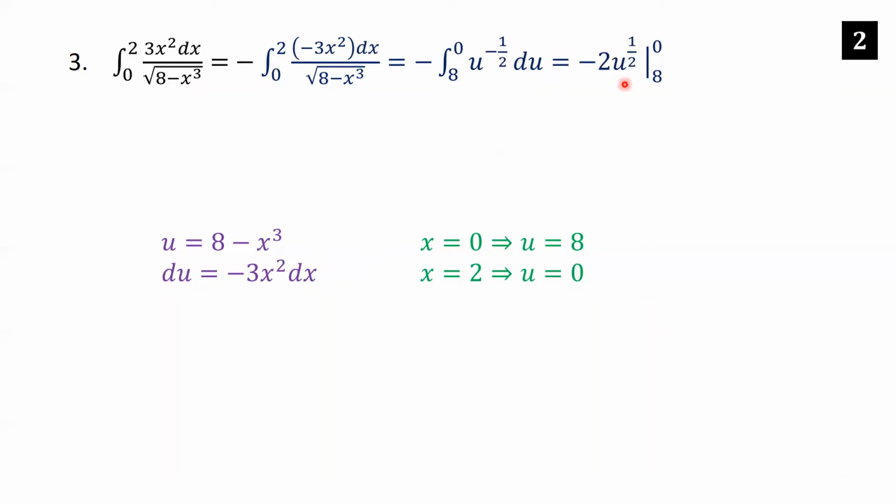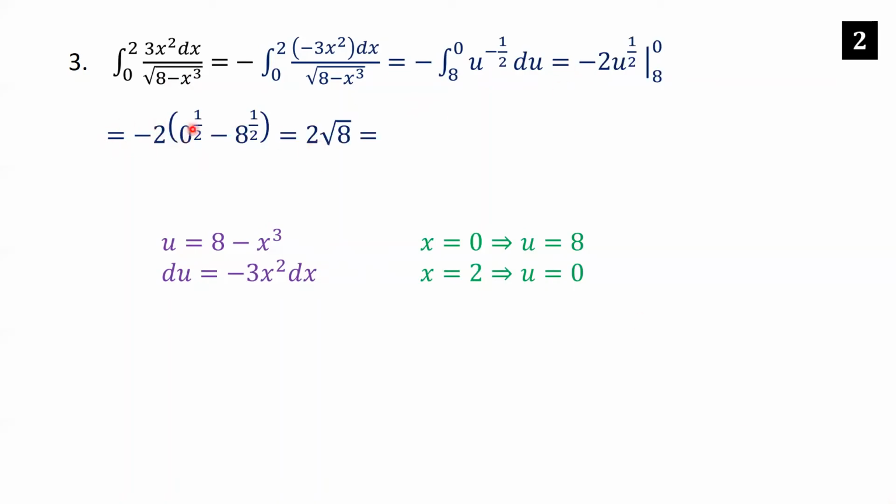And then remember, we divide by that same number, which is a half, or equivalently, multiply by the reciprocal of a half, which is 2. Okay, now we're ready to plug in the limits. 0 to the half and 8 to the half. Okay, all multiplied by -2 on the outside.